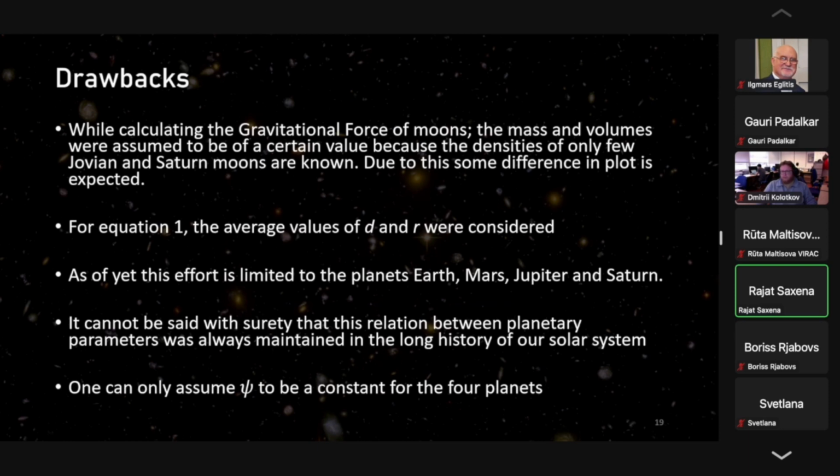And the other point being, we can only assume psi to be a constant for the four planets. It is very much possible that in the future, as the solar system evolves, due to some change in the planets, they do not follow this equation, and we do not get the value of psi to be a constant.